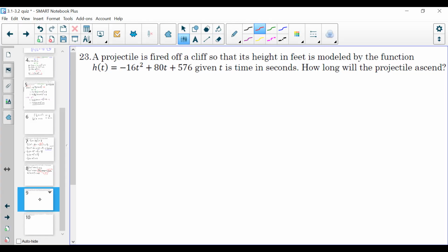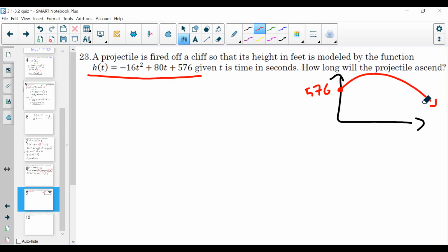Usually on the quiz and the test, it will give you this formula, but you need to understand what each part actually does. The -16 isn't too important; that's just the gravitational pull. 80 is your initial velocity. And that 576 is important, especially when drawing a picture. 576 is your initial height. It tells me where I started the whole thing, where something got thrown off, or what your value is at 0.